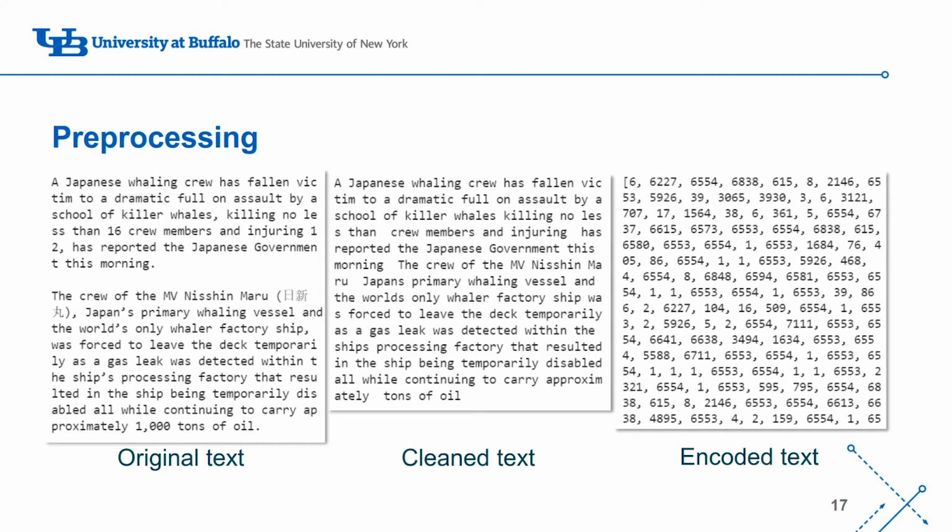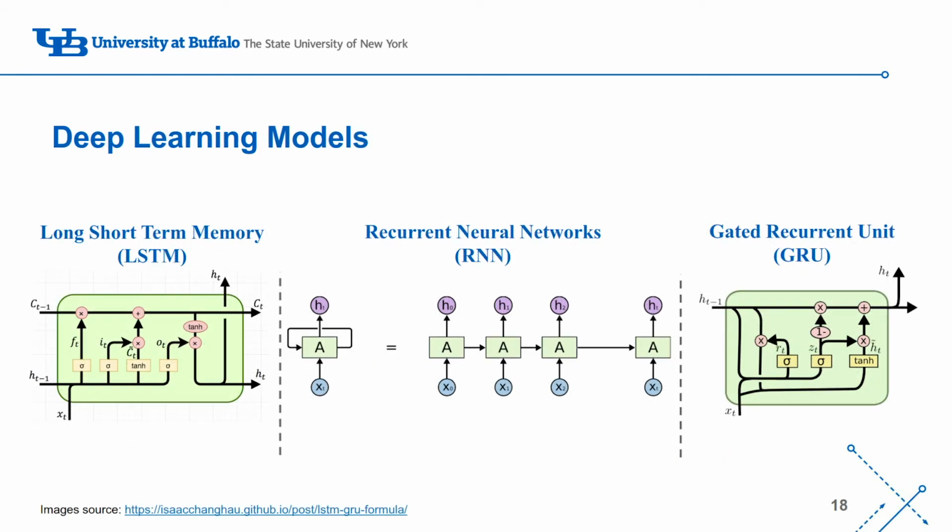For deep learning models, we have been using 3 various models, which are long short-term memory or LSTM, recurrent neural networks or RNN, and gated recurrent unit or GRU. These are the most commonly used and more promising models for textual types of information, and they also showed pretty good results for our model as well.